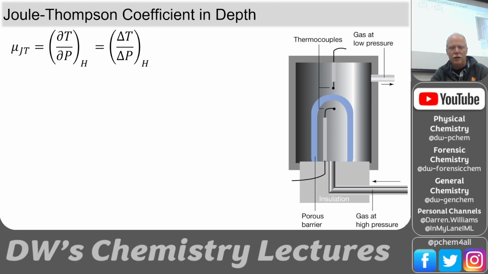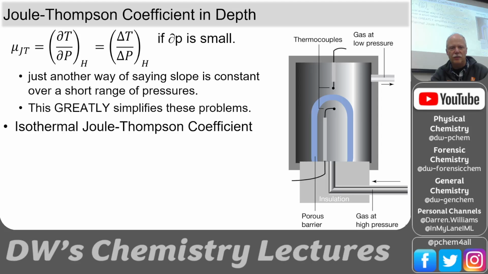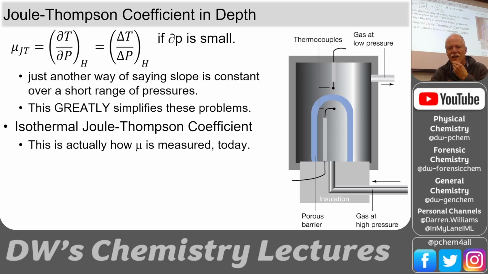So again, we can look at delta T's and delta P's if delta P is small. So it's another way of saying the slope is constant over a short range of pressures. And this greatly simplifies the problem. But we have two versions of the Joule-Thompson coefficient. There's also the isothermal Joule-Thompson coefficient. And that one is actually how we measure the Joule-Thompson coefficient. So they're related by the heat capacity at constant pressure.